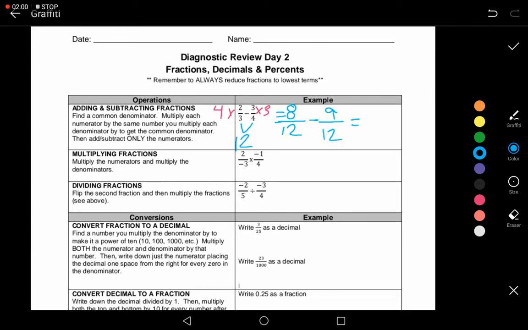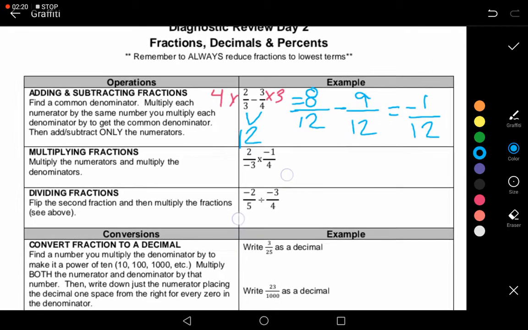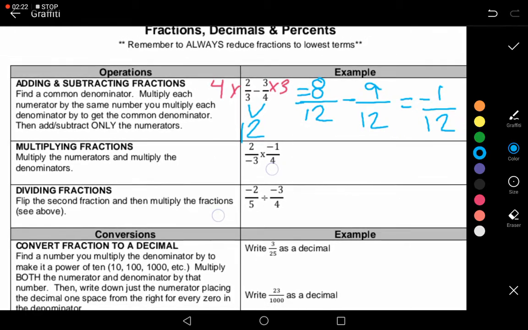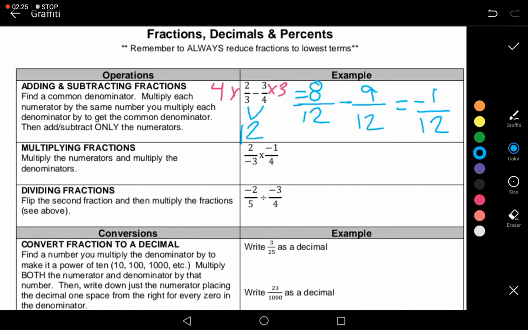Our next step is to leave the denominator the same and carry out a subtraction up here. So 8 minus 9 gives us negative 1 over 12, and that is already written in lowest terms. So that's adding and subtracting. Now let's take a look at multiplying. I'll try my best to fit these examples in these boxes provided.